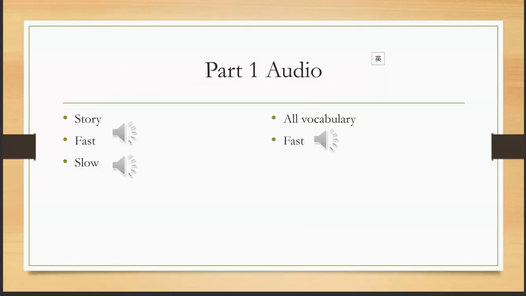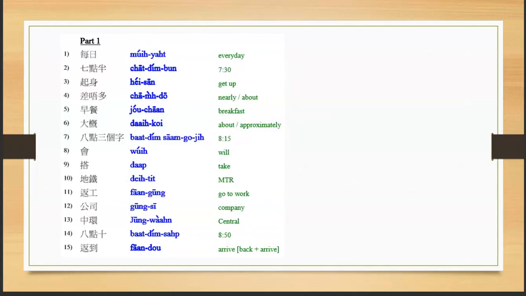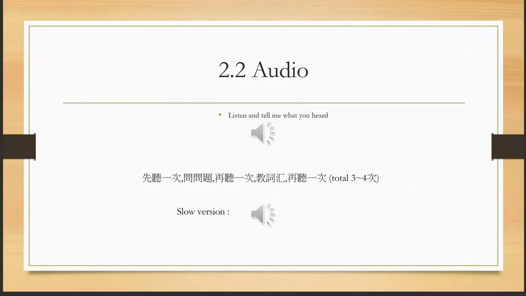So this story is available online, and you can see the description. There's a fast and slow MP3, and there will be some vocabulary as well. We can take a look. So Unit 2, we divided into 3 parts. So you will see 2.2 and 2.3.